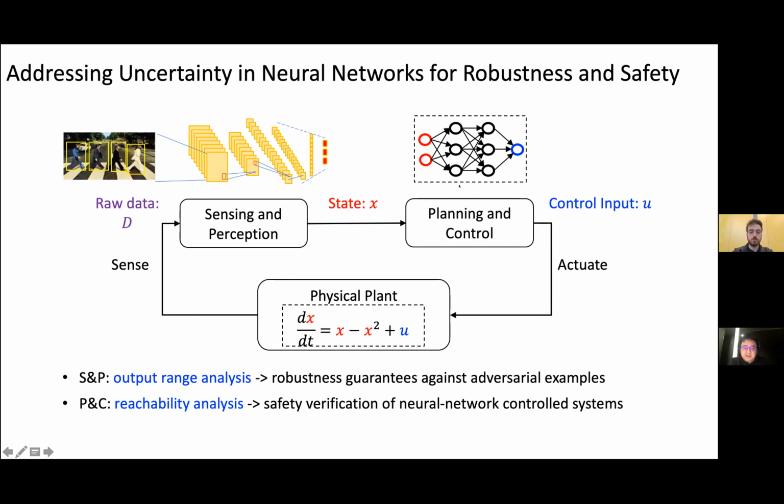And then for planning and control, the problem is, given our state estimation, how do we ensure that if we are going to use a neural network for decision making for planning and control, we can ensure the system safety? So I'll briefly talk about both of them.